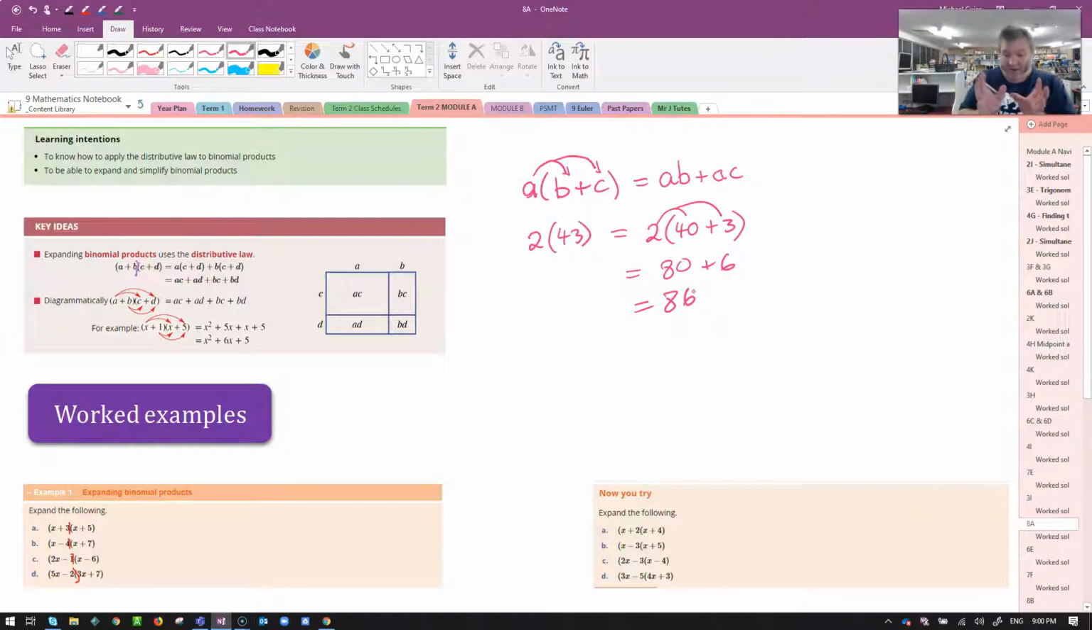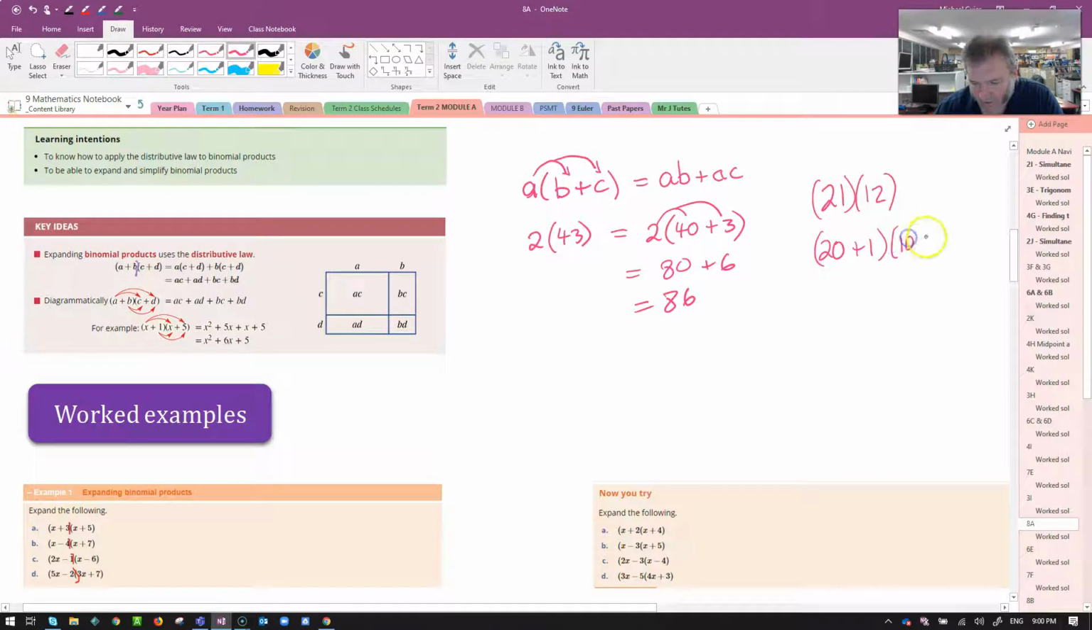Sometimes we might have two-digit numbers multiplied by two-digit numbers, and this would work. If I have 21 times 12. Oh, that's a bit annoying. Well, how could I make it easier? I could have 20 plus 1 multiplied by 10 plus 2. And you could go ahead and work it out this way.